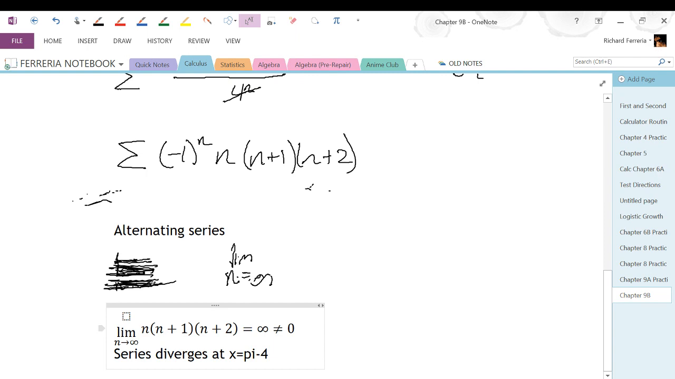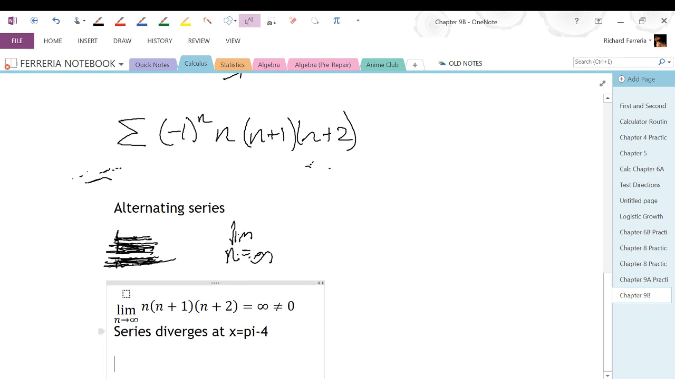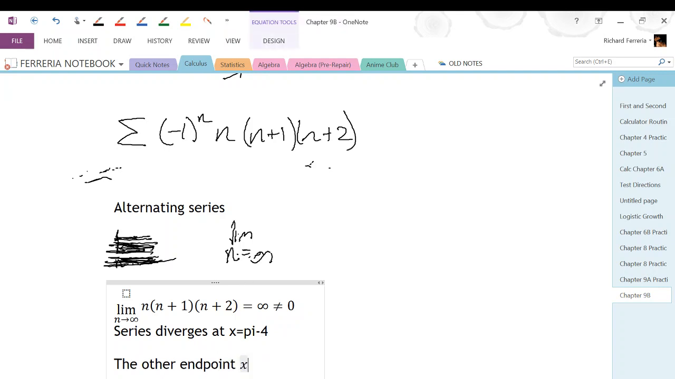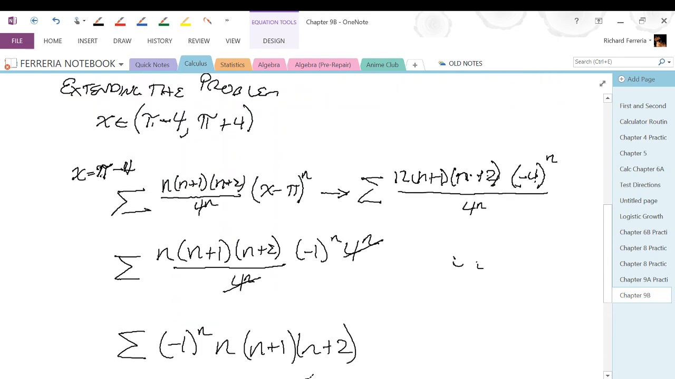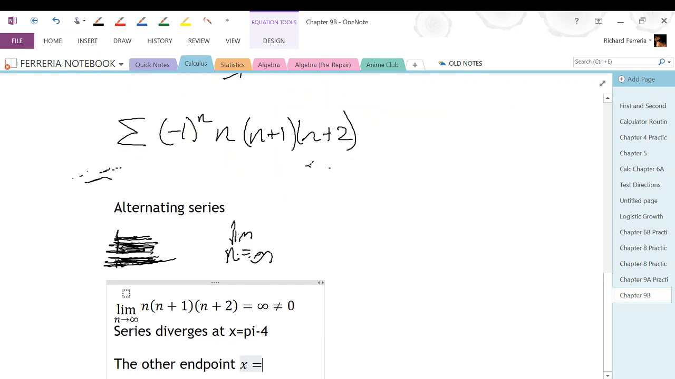Okay, so I'm making a mess out of this, so I think I should stop that. Questions on that endpoint? Let's check the other endpoint. What happens when x equals the other endpoint? I believe the 4 is going to be positive, right? And it's divergent anyway. How do you know that? You can't just assume. Pi, you're right.